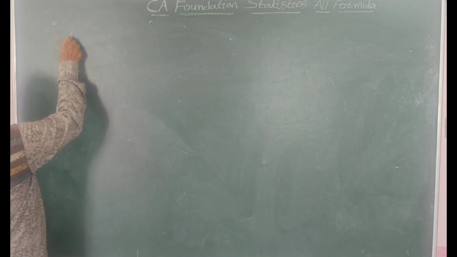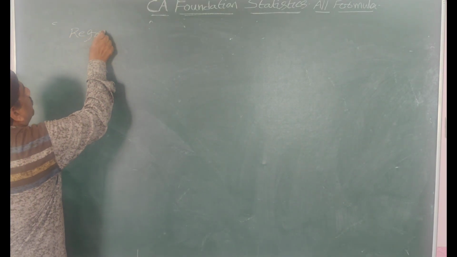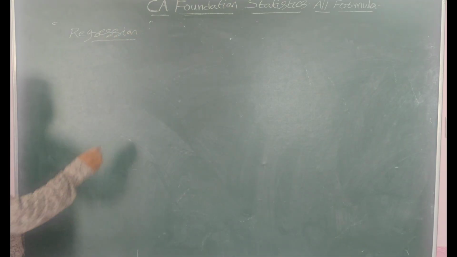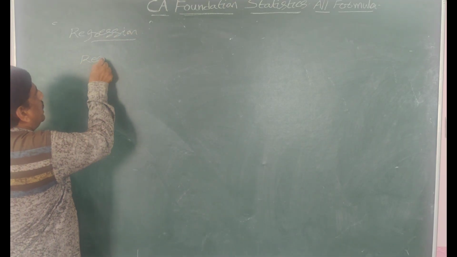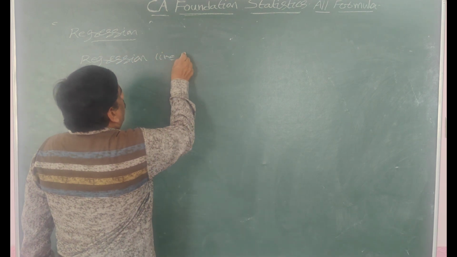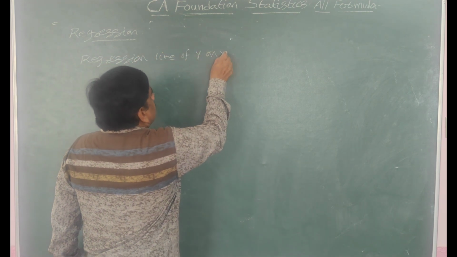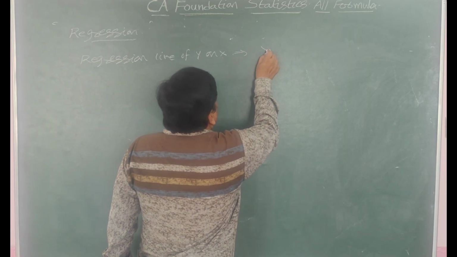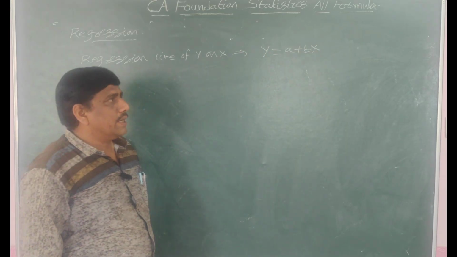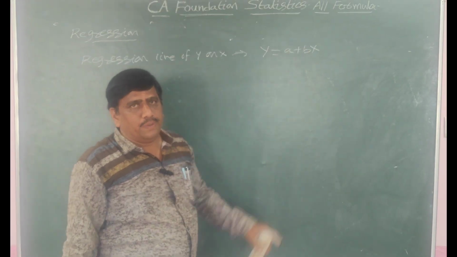Coming to regression, the regression line of y on x, or regression equation of y on x. The formula is directly denoted as y equal to a plus bx, where a is the intercept and b is the slope.